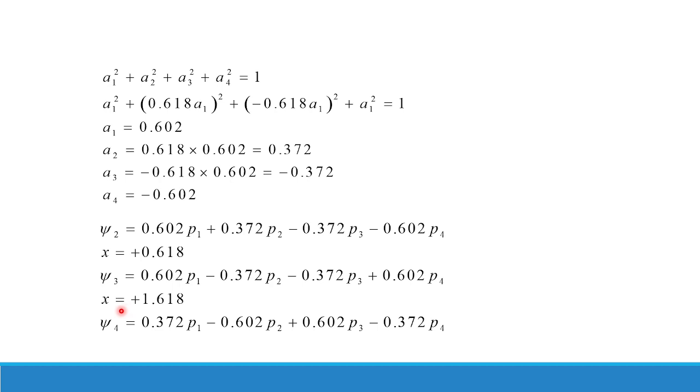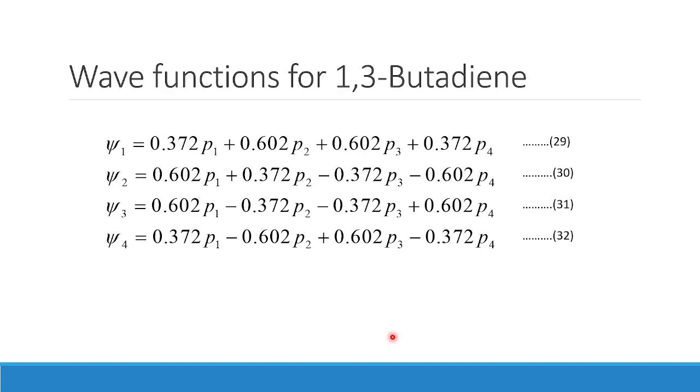Similarly, if we substitute the value x is equal to plus 1.618, then we may determine the equation for psi 4, that is equal to 0.372 P1 minus 0.602 P2 plus 0.602 P3 minus 0.372 P4. So in this way we have determined the wave functions for 1,3 butadiene, psi 1, psi 2, psi 3 and psi 4.